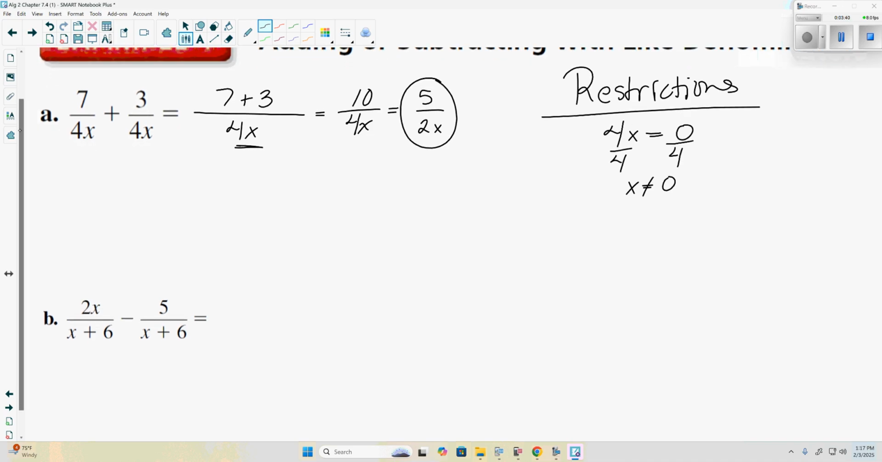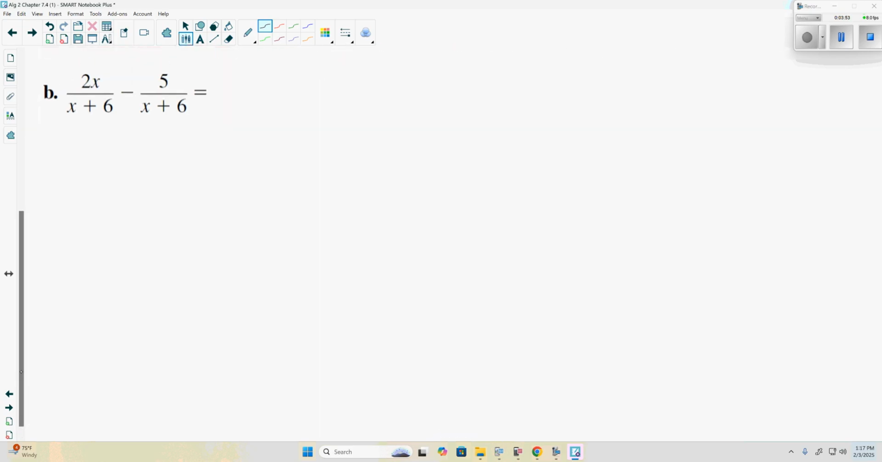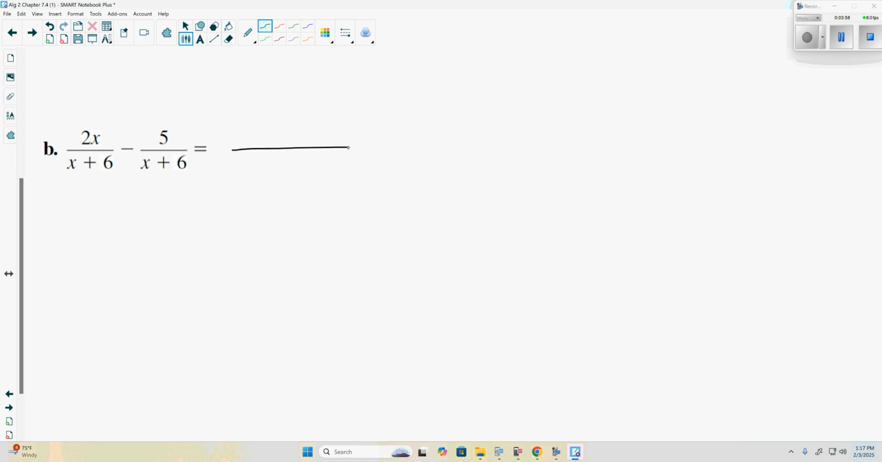All right, guys, focus in, focus in. Questions on the first one? Let's look at the second. The numerators aren't the same, the denominators are. So let's see here. So the first main thing to add or subtract is, are the denominators the same? Yeah. So since the denominators are the same, we can subtract the numerators. So we're going to have on top 2x minus 5 over x plus 6.